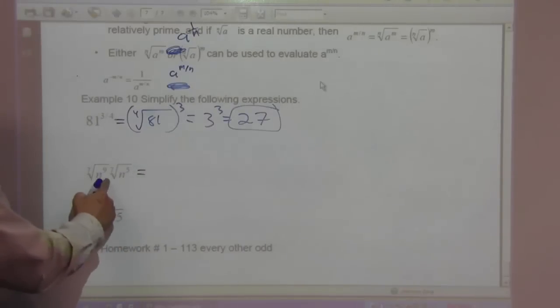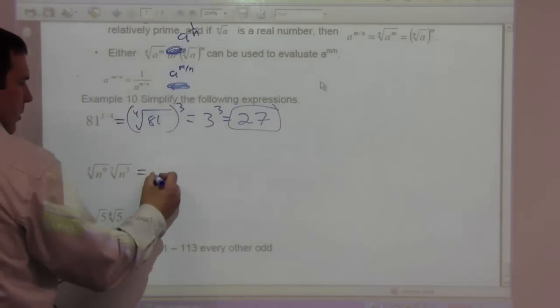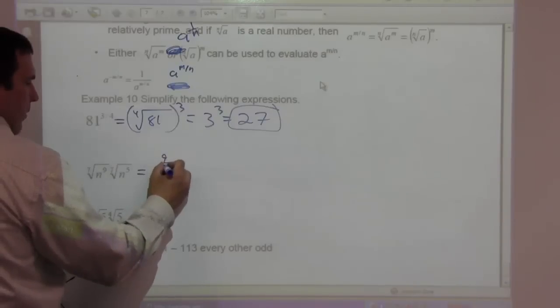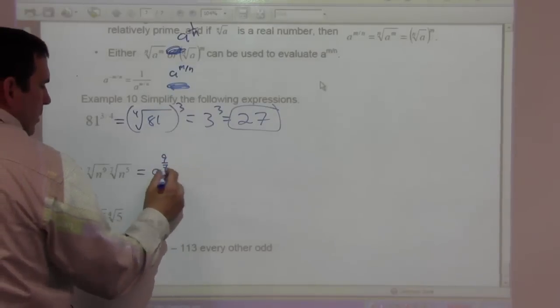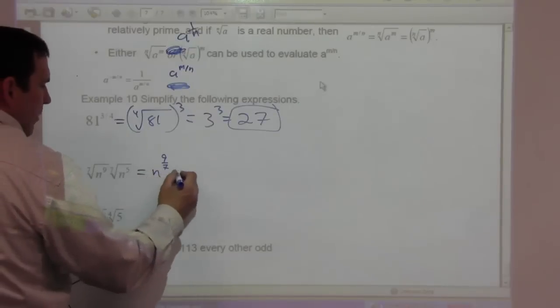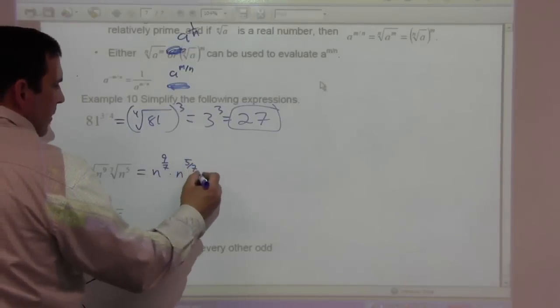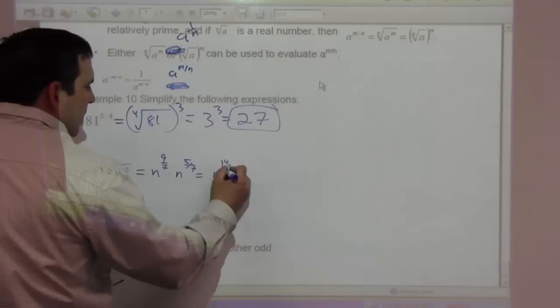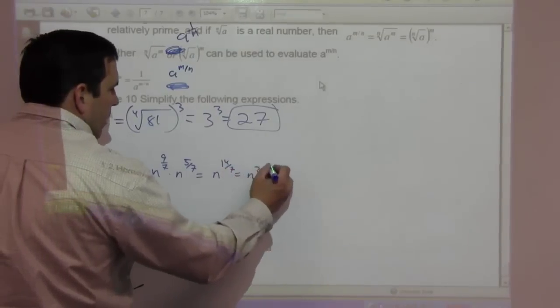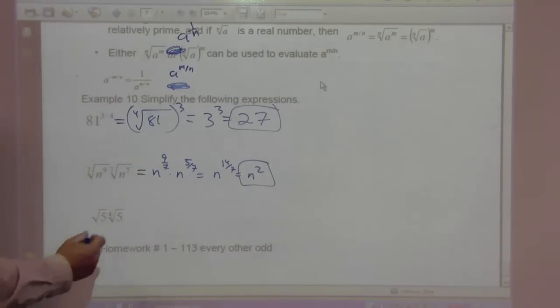Now, these I'll make into rational exponents. This is going to be a to the 9/7 times n to the 9/7 times n to the 5/7. That's n to the 14/7, which is n squared.